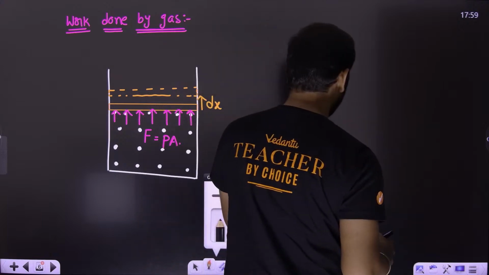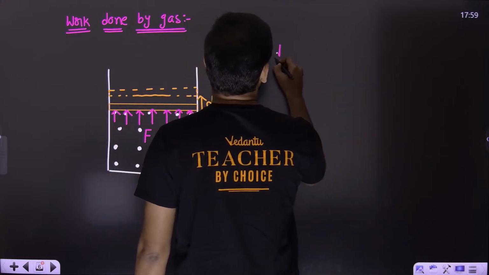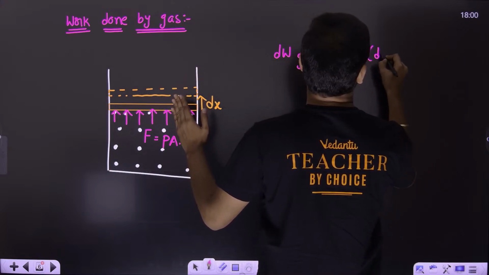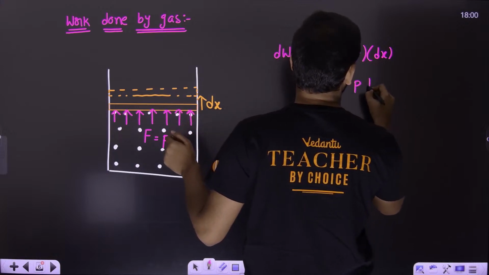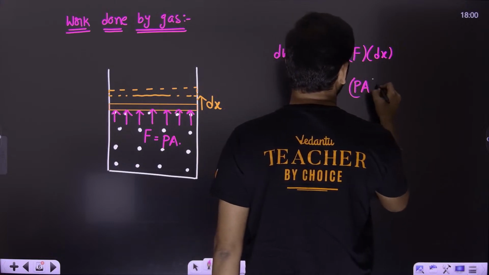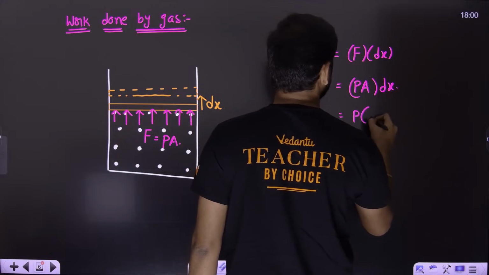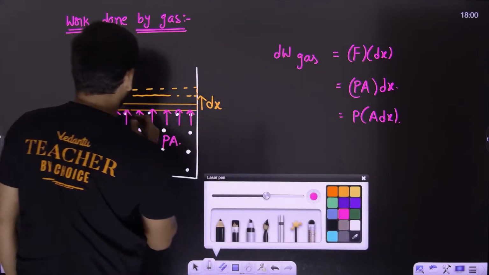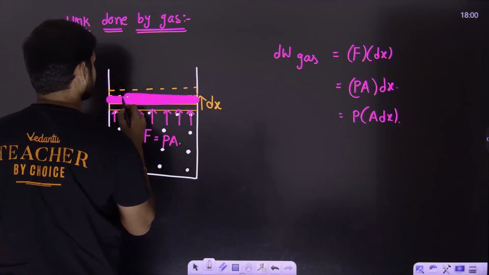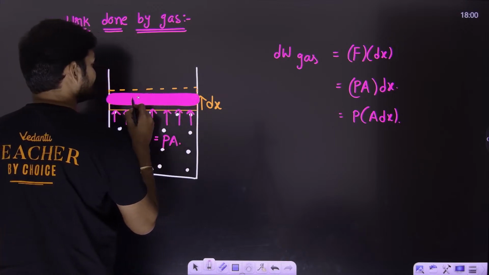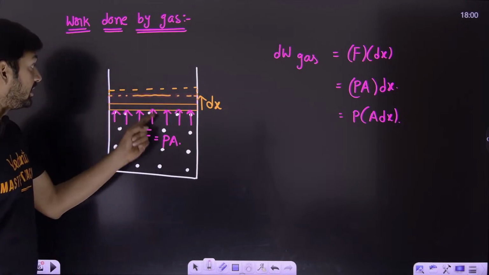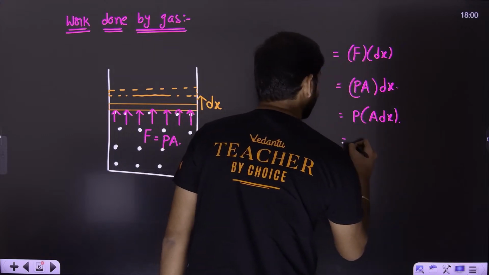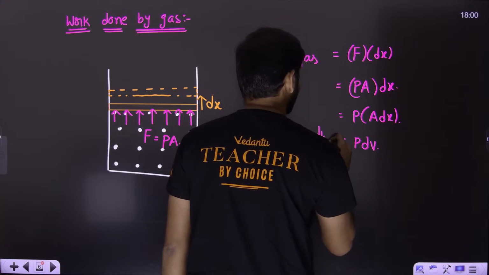Okay. Then if I want to talk about the work done, the small amount of work done by the gas is going to be the force it is applying multiplied with dx. What is the force this one is applying? It is obviously P into A. It's P into A into dx. Now, what is A into dx? Look, area of cross section into dx is nothing but this portion, or not? So this is nothing but the extra volume the gas has got now, which is nothing but the change in volume. So A into dx can be written as dV, and this is the small amount of work which is done by the gas.